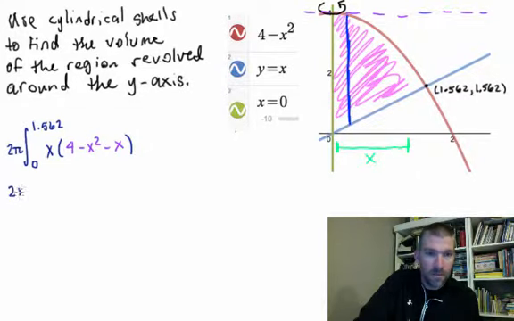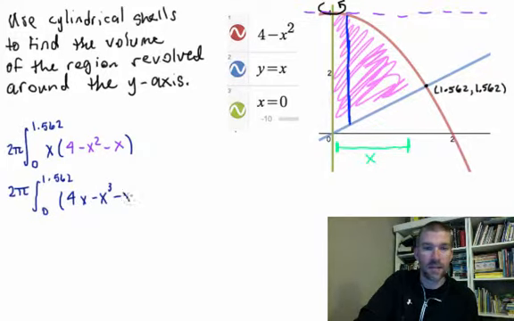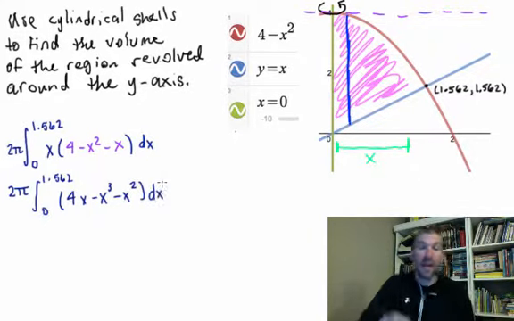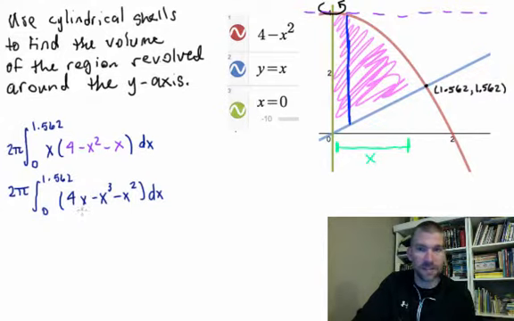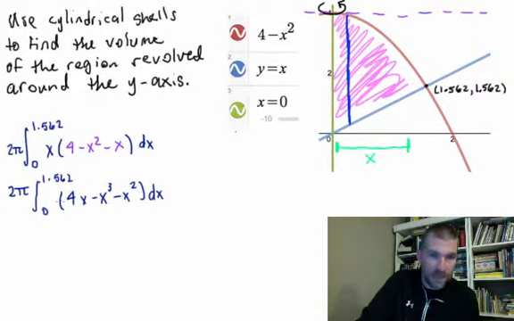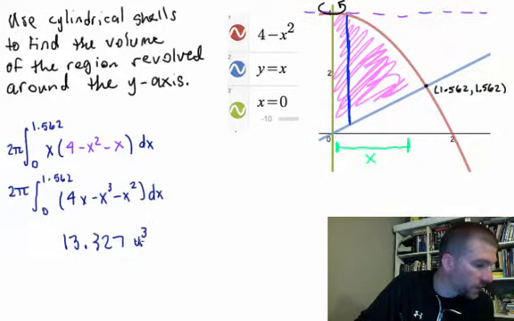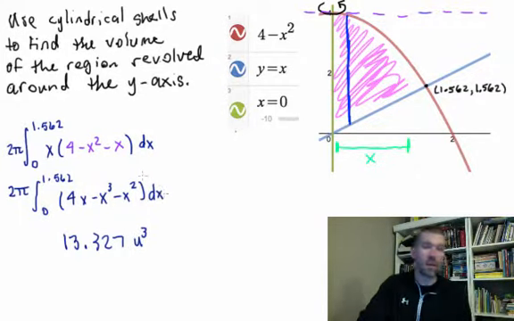And when we integrate, since we've got the 1.562 in, I would say go ahead and use your calculator on this one, because dealing with decimals, doing integration, there's lots of room to make a mistake. So we're going to have 4x minus x cubed minus x squared, and all of this is dx to represent our small changes, but horizontally. Okay, so punch this into your calculator. It's not hard. And when I do that, I get 13.327 units cubed. Let me make sure. 14.327 units cubed. Okay, so there you go.